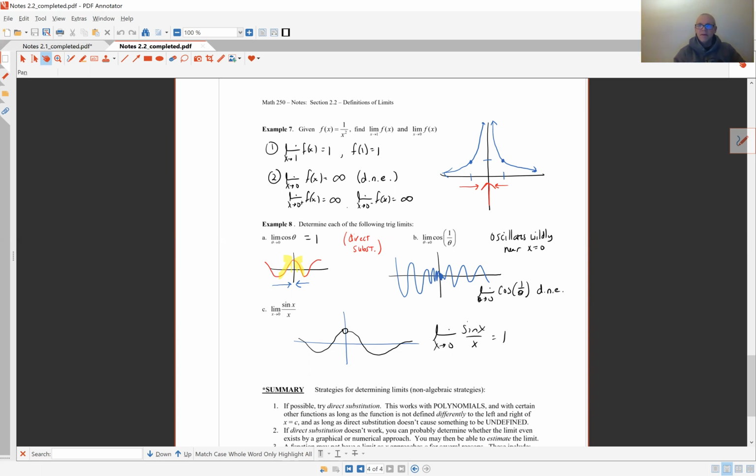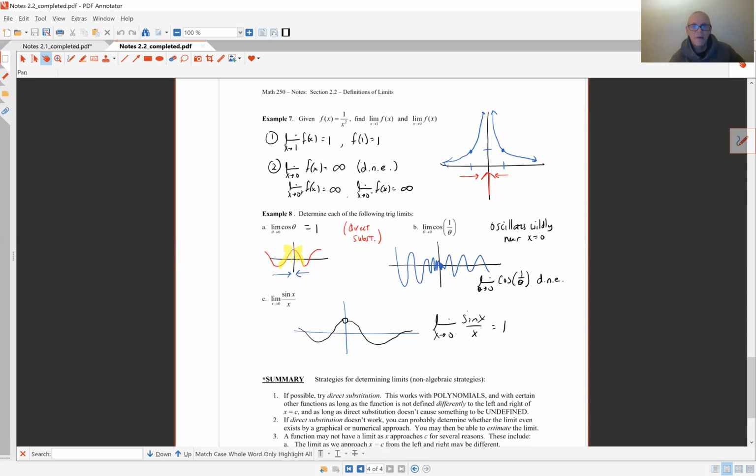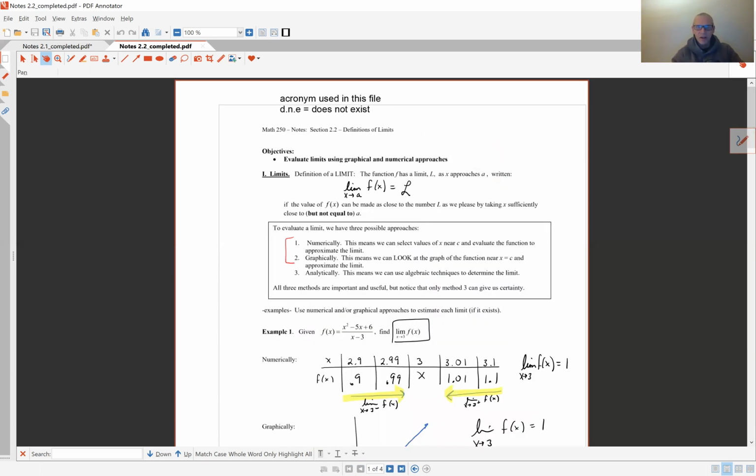And that's it. We'll learn more about this later on. There's something called L'Hopital's rule, and we'll learn to evaluate sine of x over x that way. And we'll talk about derivatives when we're talking about piecewise functions. But again, this is a good introduction to the concept of limits.